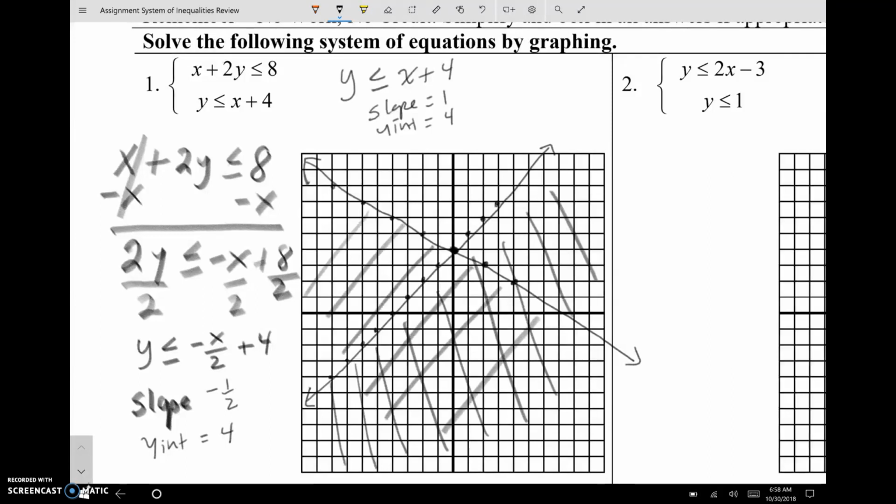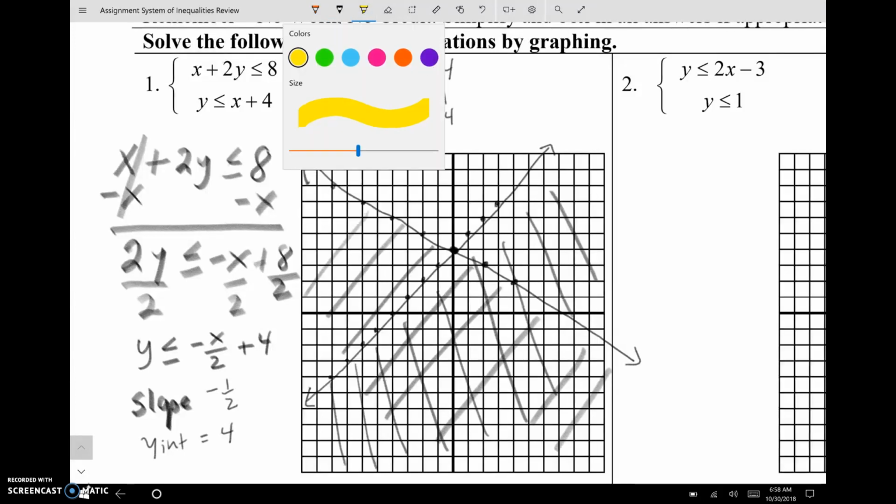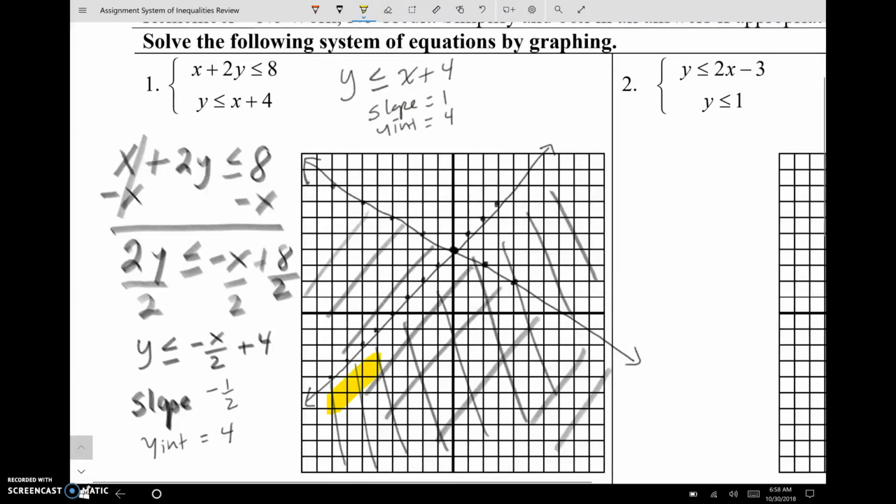And you notice where the two lines intersect is our solution. So this is where our two lines intersect, and this will be the solution to our system, including the boundary. In this case, the boundary is this right here, highlighted in red.